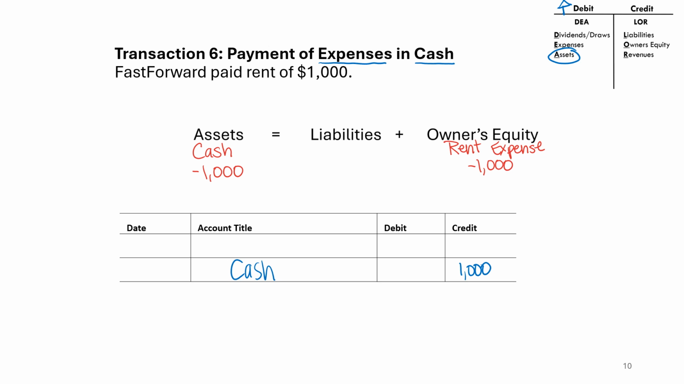Since you have your credit, you know that the other account has to be your debit. And it's an expense. Expenses are recorded or increased with a debit. So anytime you record an expense, it will be a debit to that expense. So you debit rent expense for $1,000.